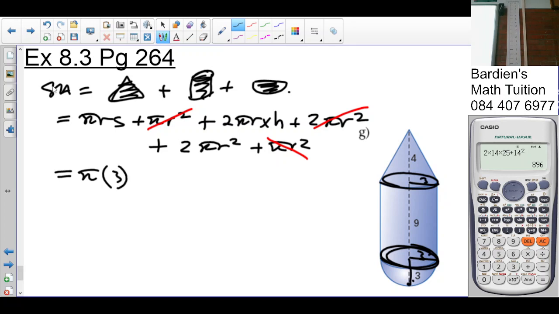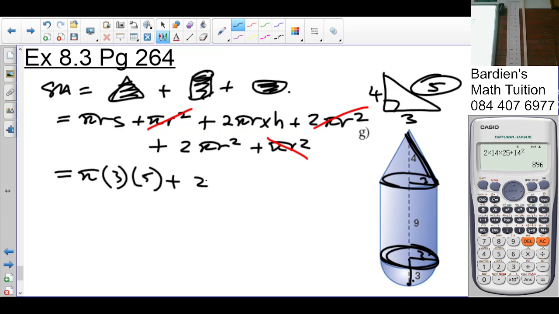The slanted height is going to be 4, 3. This is the length I'm going to calculate here. How do we do that? By using Pythagoras. But that's a Pythagorean triple. So it's going to be 5 there. Not so. Apply Pythagoras and get an answer of 5. Plus 2 pi, my radius is 3, times the height. The height of this object is 9, plus the hemisphere is going to be 2 pi, and the radius is of course 3 squared.